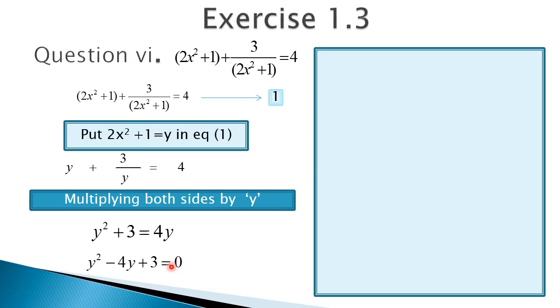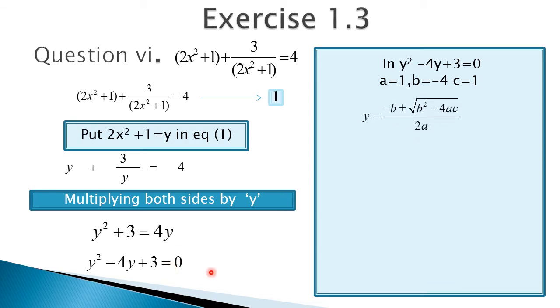For the solution of this general quadratic equation, students, I am going to use the quadratic formula, that is y equals to minus b plus minus under the root b square minus 4ac over 2a. Now students, in the equation y square minus 4y plus 3 equals to 0, a is equal to 1, b is equal to minus 4 and c is equal to 3. When we put these values in the quadratic formula, our equation becomes y equals to minus into minus 4 plus minus under the root minus 4 square minus 4 into 1 into 3 over 2 into 1.